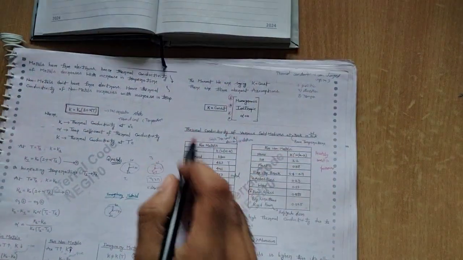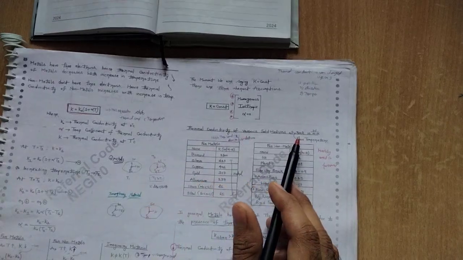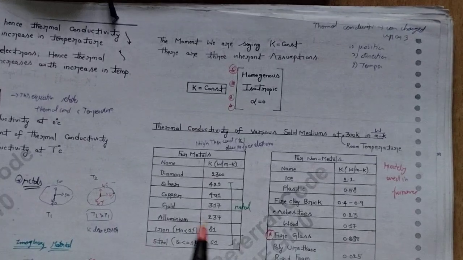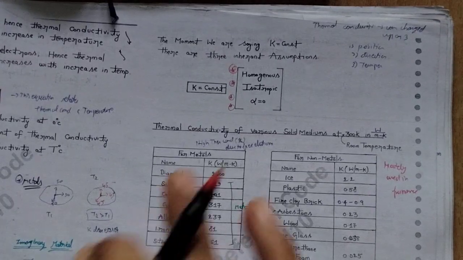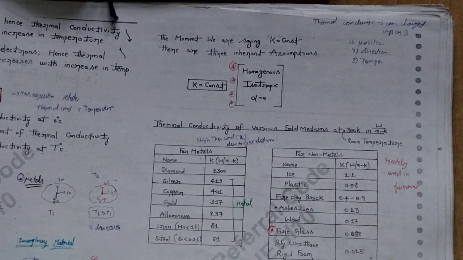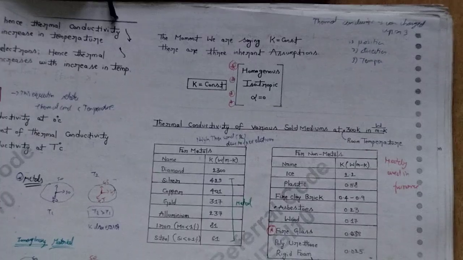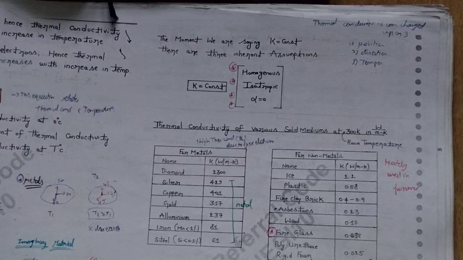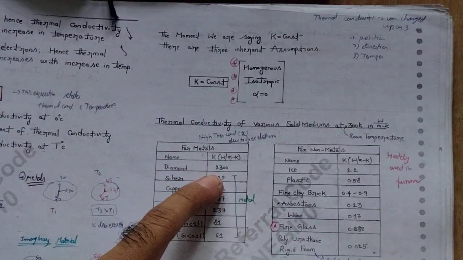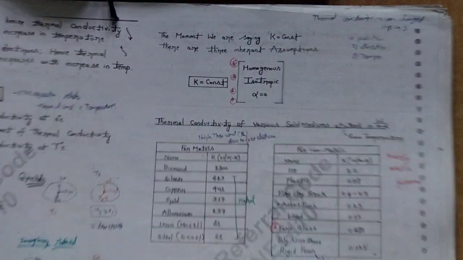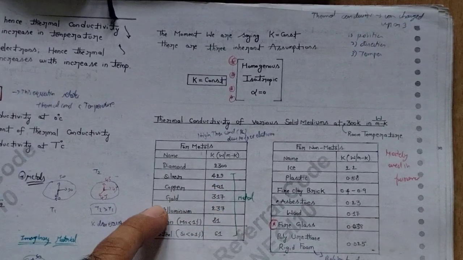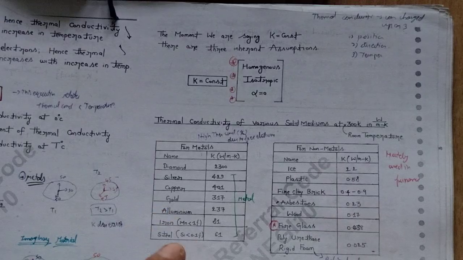So you can see the next one is the thermal conductivity of various solids at 300 Kelvin, in watt per meter Kelvin. I'll zoom in a little bit. This is only for 300 Kelvin. In general, metals have high thermal conductivity due to the presence of free electrons. Diamond, some people say it is a metal, I'll explain. Silver is 429, then copper, gold and aluminum. Aluminum we generally use a lot, also iron and steel.